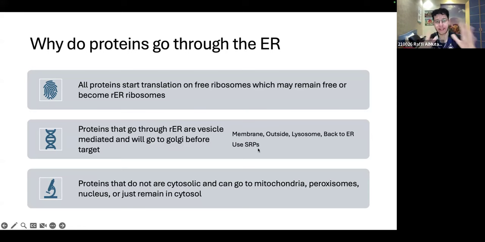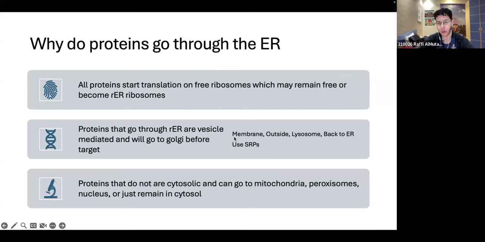Okay, let's simplify this a little bit more. We said in the beginning, ribosomes are either in the cytoplasm or they can bind to the rough endoplasmic reticulum. If it binds to the rough endoplasmic reticulum, it will do something called vesicle-mediated transport. That means it uses vesicles, and these vesicles are made by the rough endoplasmic reticulum. It will use those vesicles to go first to the Golgi. And if you remember, the function of the Golgi is to modify proteins, so it modifies proteins that come from the rough endoplasmic reticulum through vesicles.